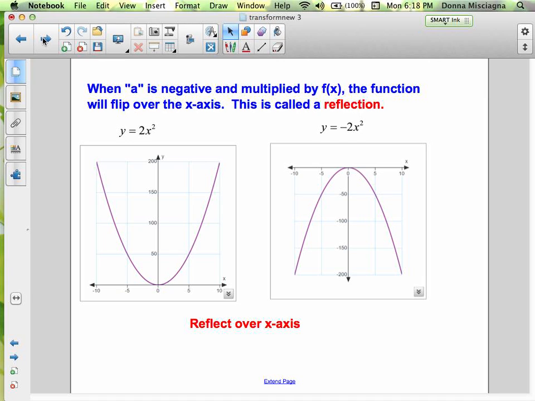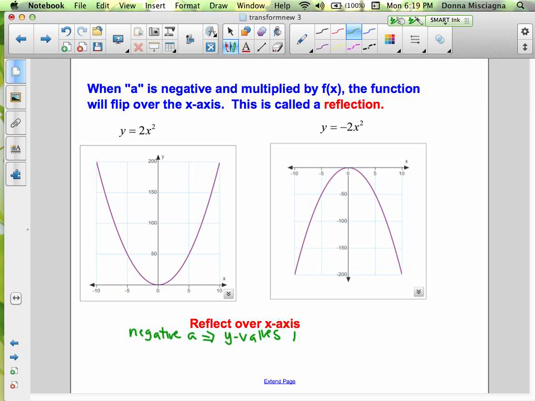So when a is negative and multiplied by f of x, the function will flip over the x-axis. This is called a reflection. Right? So what's going to happen if we have a negative a value, I'll put it down here, I guess. So if we have a negative a, the y values become the opposite, because we're going to be multiplying by a negative number.